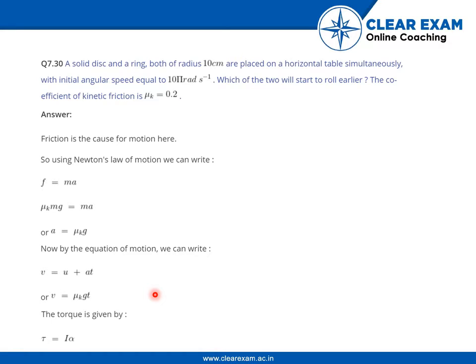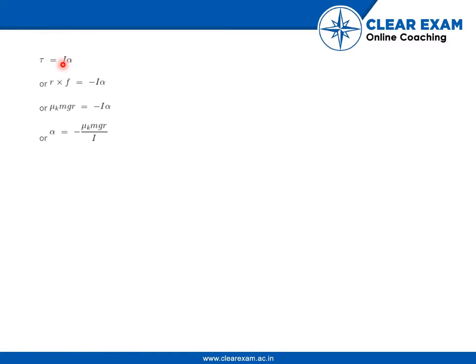The torque is given by tau equals I alpha. Now as tau is equal to I alpha, we can replace tau by R into F and it becomes negative I alpha, or in place of this we can write mu k mg R, that is the value of F, mu k mg into R equals minus I alpha. So we get the value of alpha, that is minus mu k m g r divided by I.